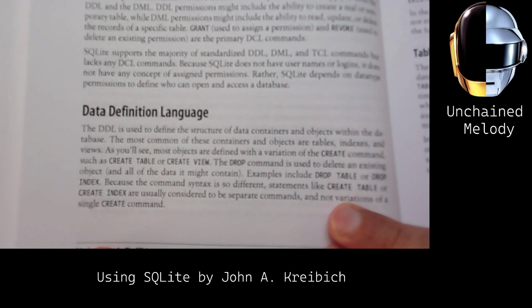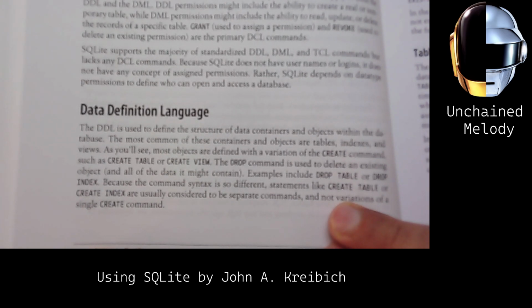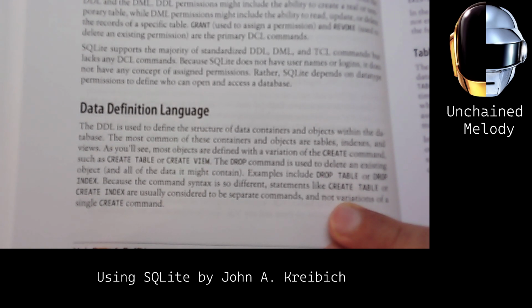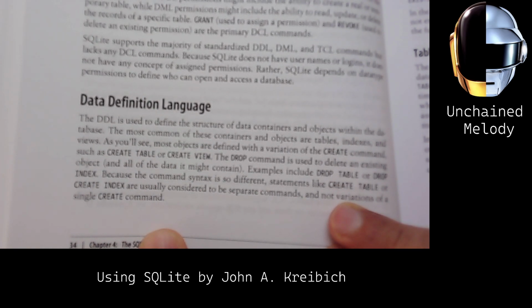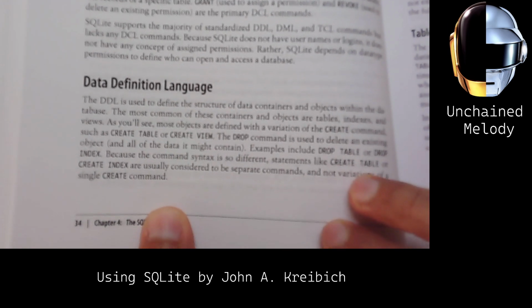Data definition language. The DDL is used to define the structure of data containers and objects within the database. The most common of these containers and objects are tables, indexes, and views. As you will see, most objects are defined with a variation of the create command, such as create table or create view. The drop command is used to delete an existing object and all of the data it might contain. Examples include drop table or drop index.